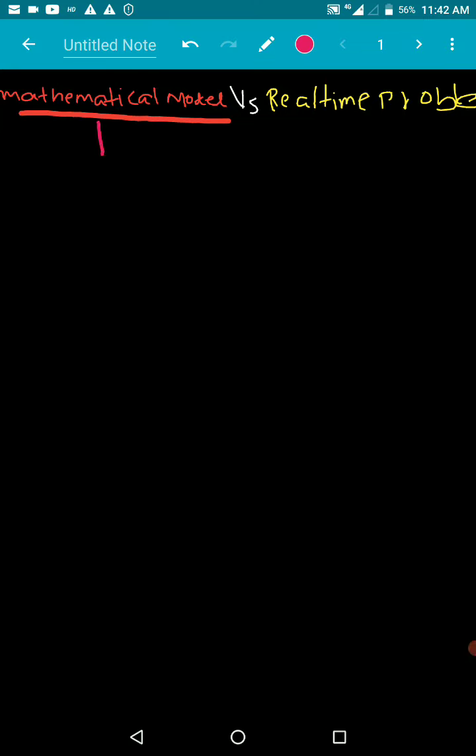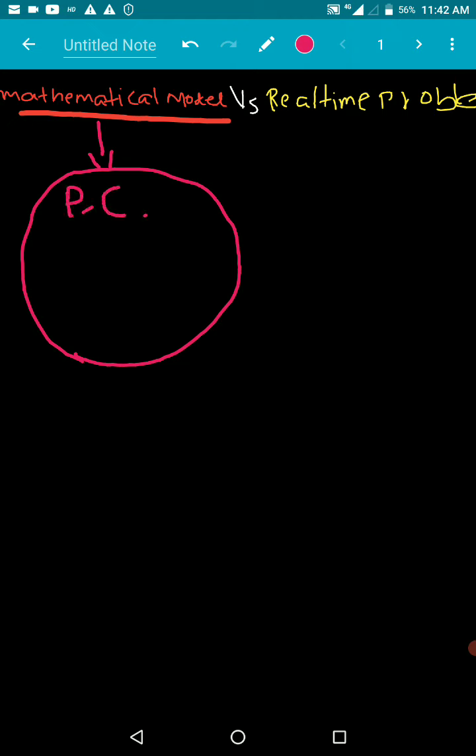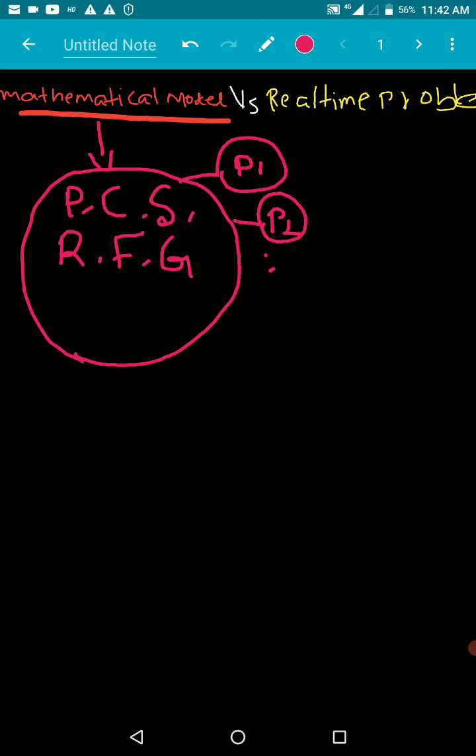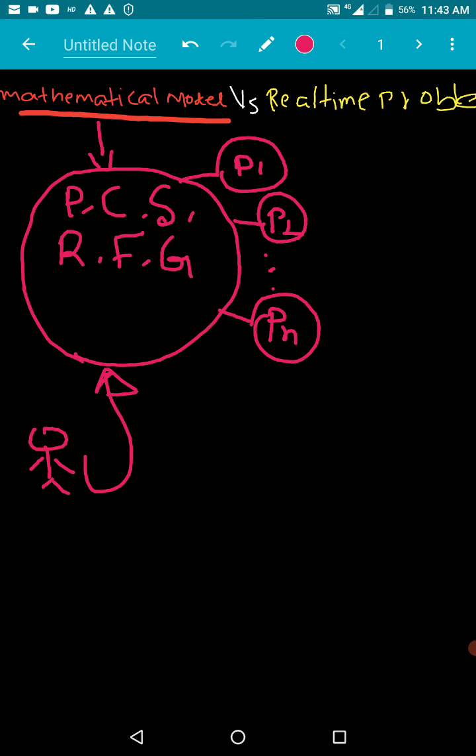Friends, we studied a lot of mathematical models in our school days, like probability, calculus, set, relation, function, and graph theory, along with each model having a lot of properties, like property 1, property 2, up to property n. But as usual, the question is, why did we study this type of mathematical model?